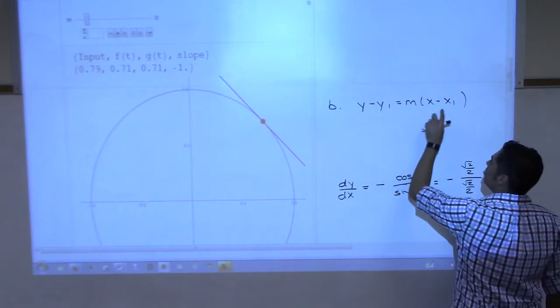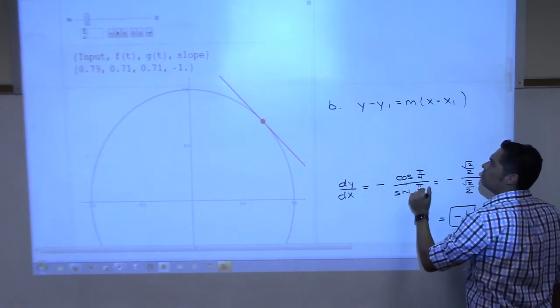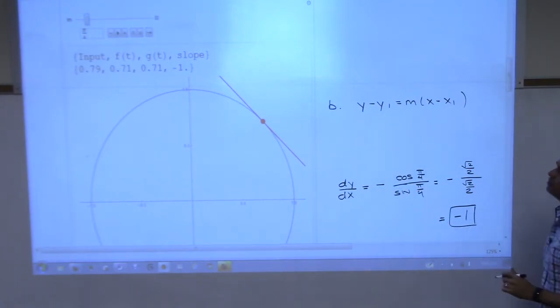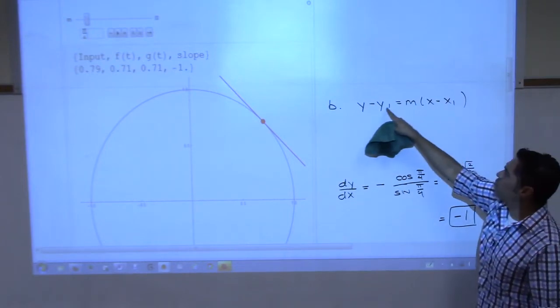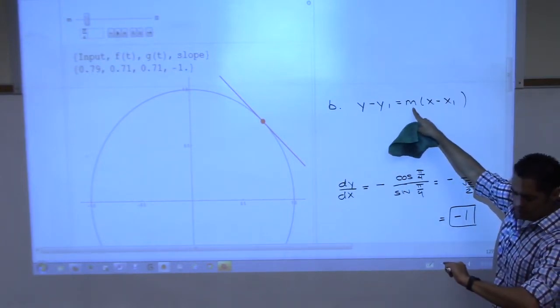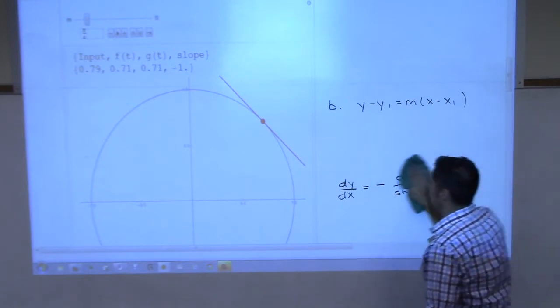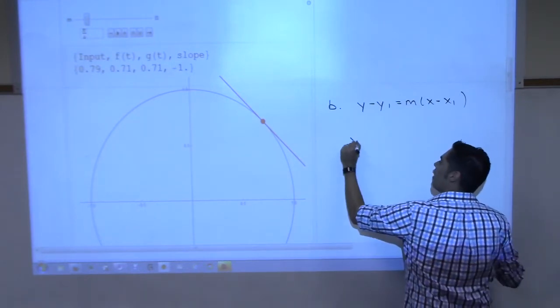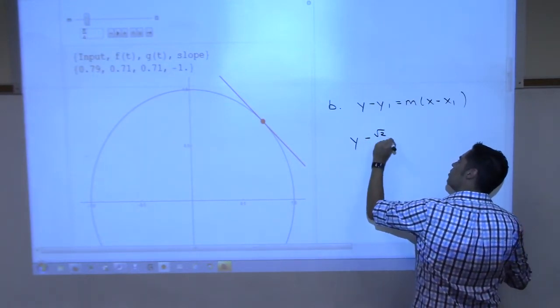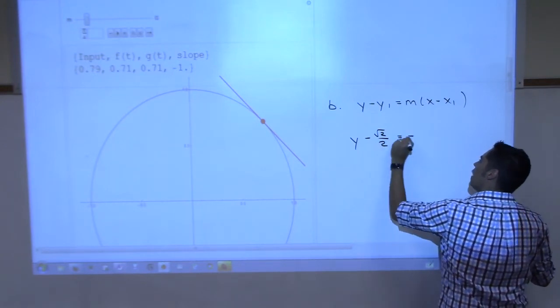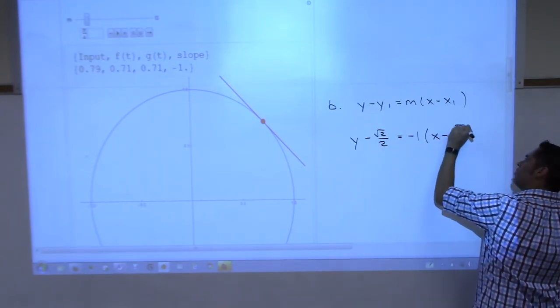So do we know the point x1, y1? Yeah. What is it? Square root of 2 over 2. That's root 2 over 2, root 2 over 2. Both the x and the y coordinate are the same, right? Do we know the slope of the tangent line there? Yep, negative 1. So this is just going to be y minus root 2 over 2 equals negative 1 times x minus root 2 over 2.